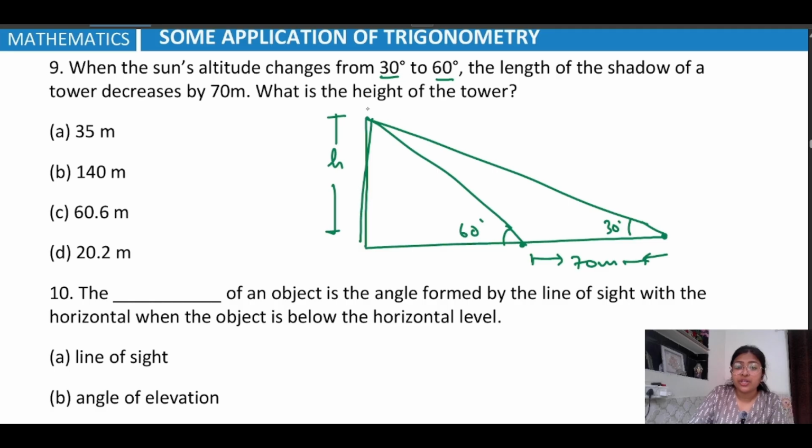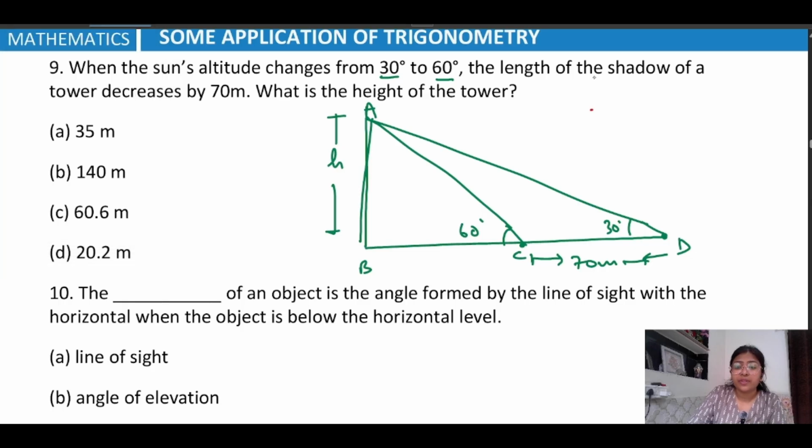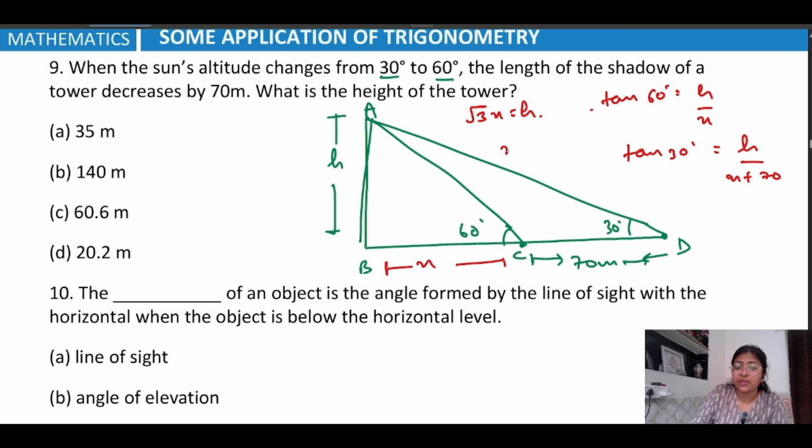So in this, we need to use the trigonometric angle value twice. So use this and pause the video and let me know the answer. Okay, tan 60 equals to h over x. Let this length be x. Tan 30 equals to h over x plus 70. Simplify this. From first you will get root 3 x is equals to h, and from the second you will get x plus 70 is equals to root 3 h.